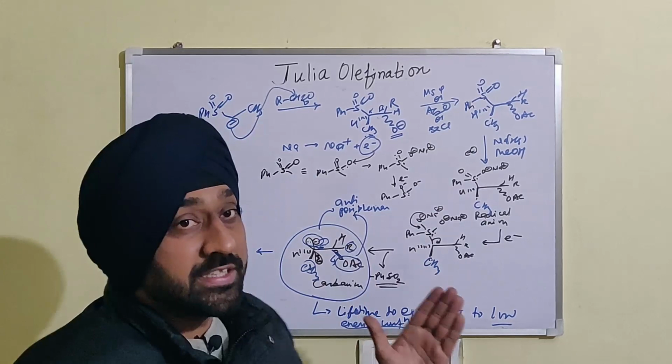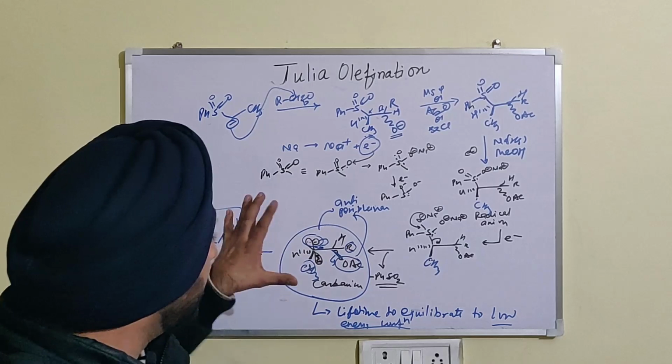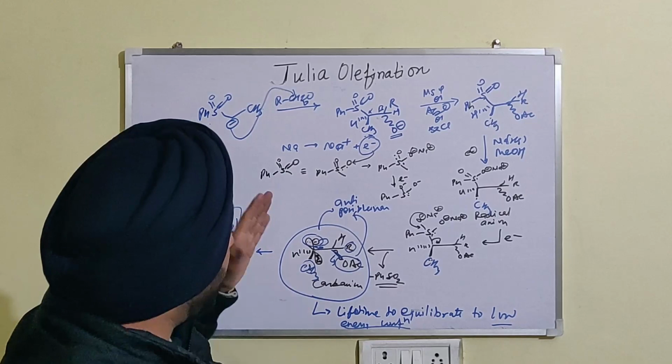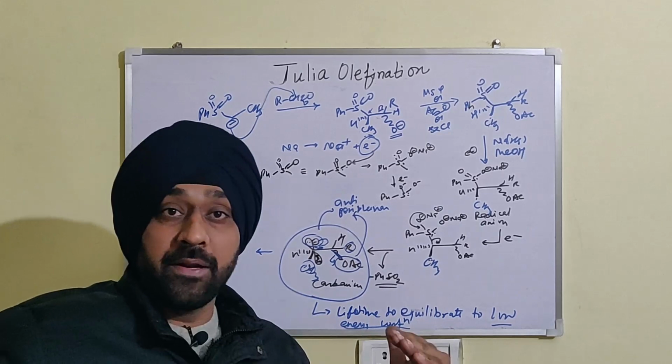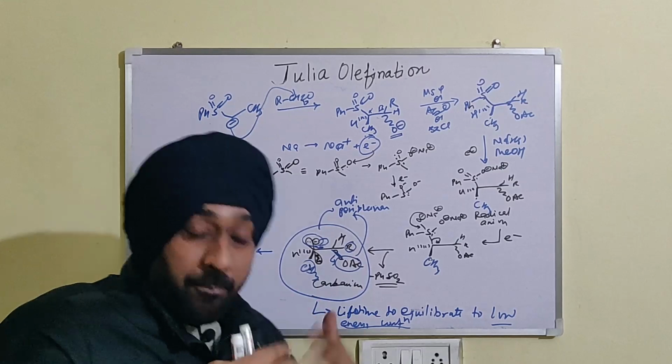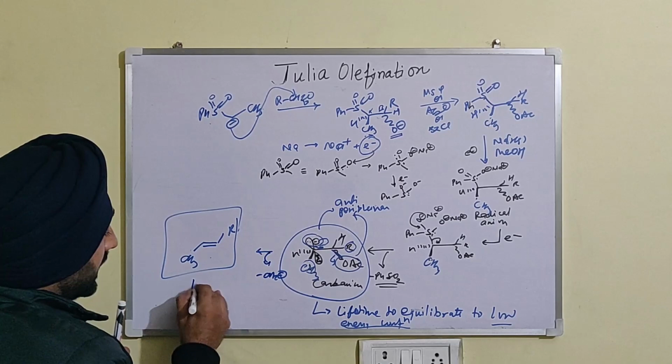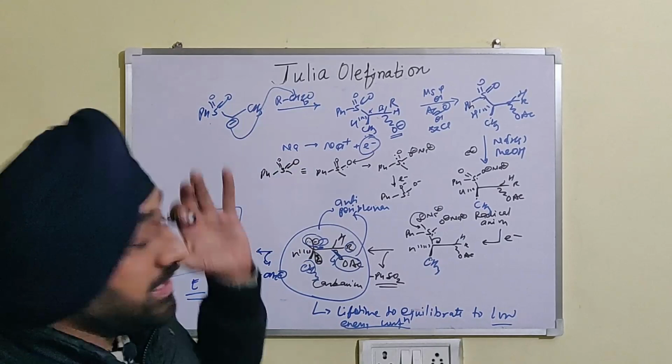ठीक है, दूसरी चीज which we learned is that once this anion is formed, it equilibrates in order to adopt the low energy conformation. And how it does that, it does that by adopting a conformation in which this carbanion and OAc are antiperiplanar to each other, and secondly keeping the bulkier groups apart from each other. जिसकी वजह से क्या होता है कि ये वापस आता है, आपका leaving group OAc leave करता है, minus OAc, and it leads to the formation of exclusively E compound. ठीक है, so this was about the Julia olefination.